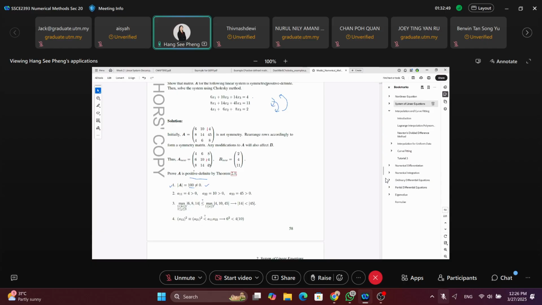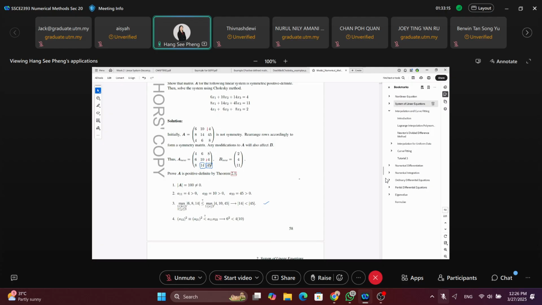Second one, diagonal. All the diagonal entries must be positive values. So write down the diagonal A11, A22, A33; they are all greater than 0. Done. Third, the maximum of the diagonal should be larger than the maximum of the non-diagonal. For this matrix, the maximum non-diagonal is 14. The maximum diagonal is 45. So satisfied.